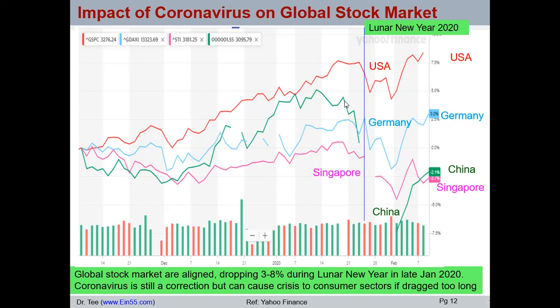But for coronavirus, it's a bit different, because the global stock market is at a higher optimism. For example, USA is over 75% optimism, Singapore and Germany are probably close to around 50% optimism, whereas China is still at a low optimism of around 25%.